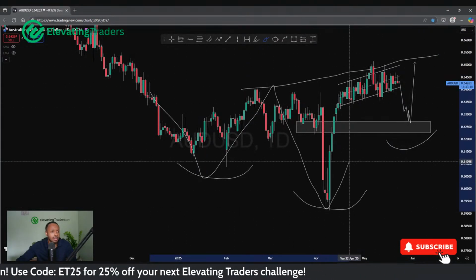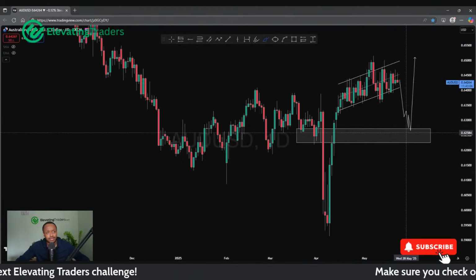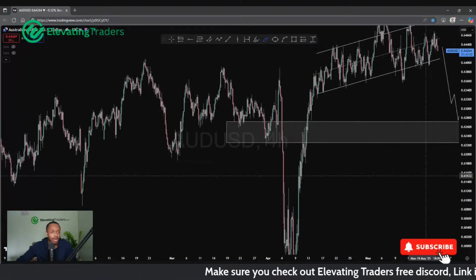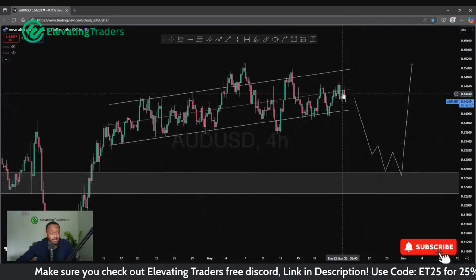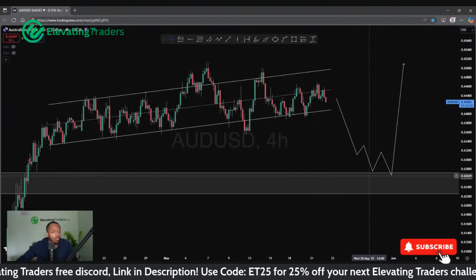So it kind of looks like this. Not the most orthodox pattern in the world, but it does fit the mold. So if I can see that pullback, that would be great. Again, that's still quite a way away from current price. Probably have to see a pretty big drop for that to happen. It potentially could do. I will be waiting for that.